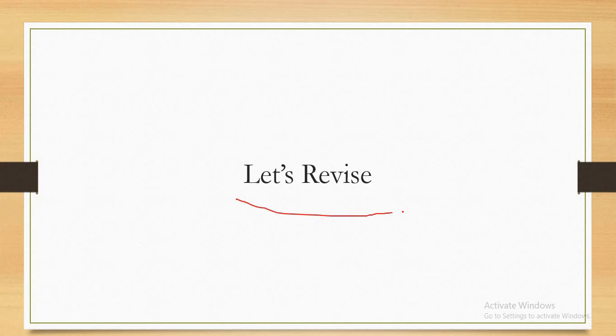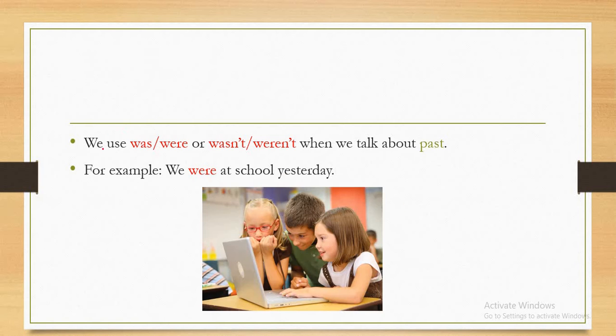Let's look at some revision. Let's revise, okay? We use was or were or wasn't or weren't when we talk about the past. For example, we were at school yesterday. Yesterday is in the past, so we use were, okay?